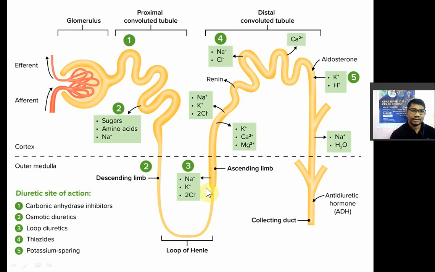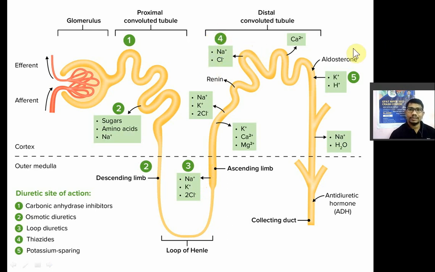Then site 3, there is the loop of Henle. So loop diuretics will act on this site. Loop diuretics, for example, furosemide, bumetanide, then ethacrynic acid, etc. So they will act on this third site. Now diuretics that act on the fourth site, the proximal end of the distal convoluted tubule or initial area of DCT, are nothing but thiazide diuretics. So thiazide diuretics, or benzthiazide, hydrochlorothiazide, will act on site 4.